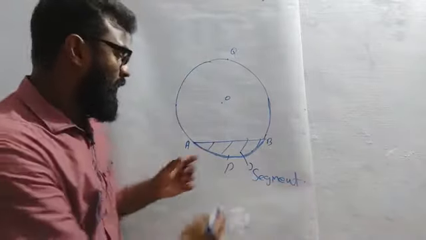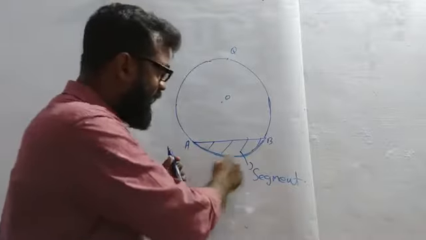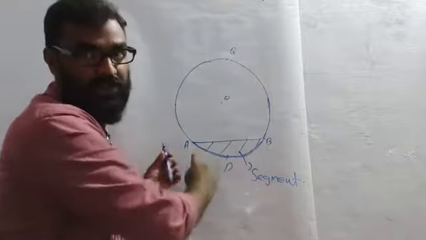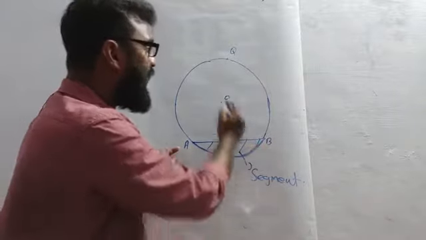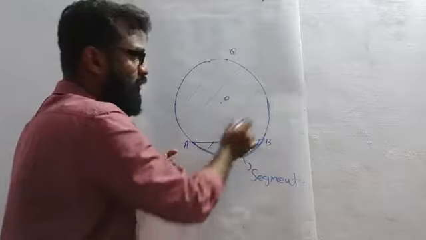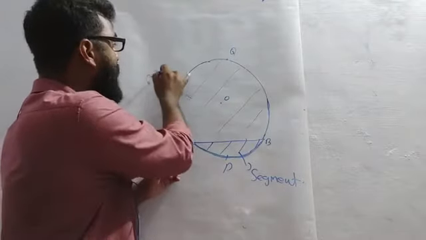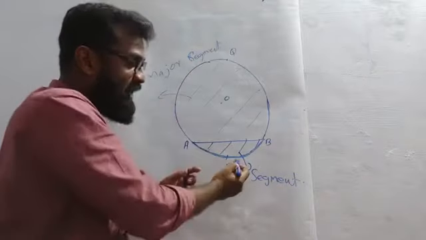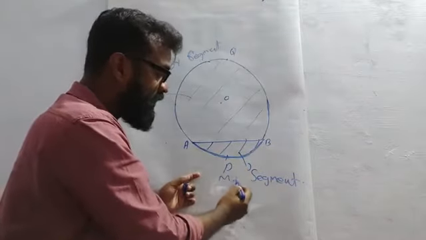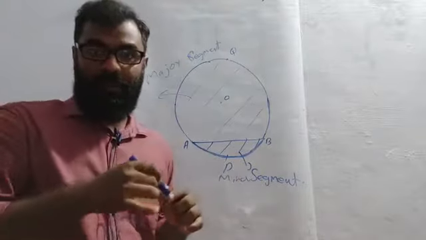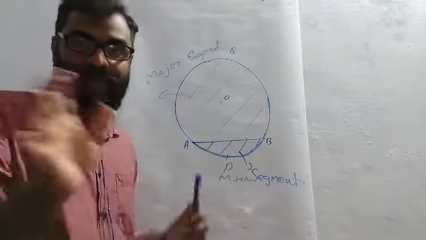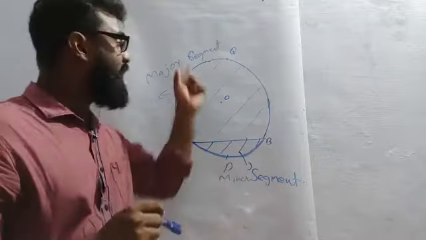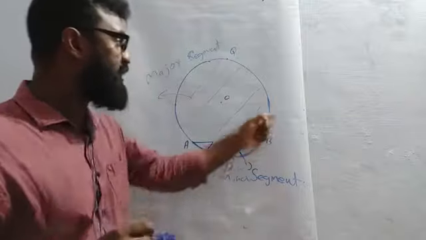So we know APB is an arc, a minor arc, and AQB is a major arc. So we can say AB is a chord and there will be a region in between this portion also, and we can call this a major segment. So this is a minor segment, and this is a major segment. So we understand what is a chord, what is an arc, what is a segment, what is a minor segment, what is a major segment, what is a minor arc, what is a major arc.